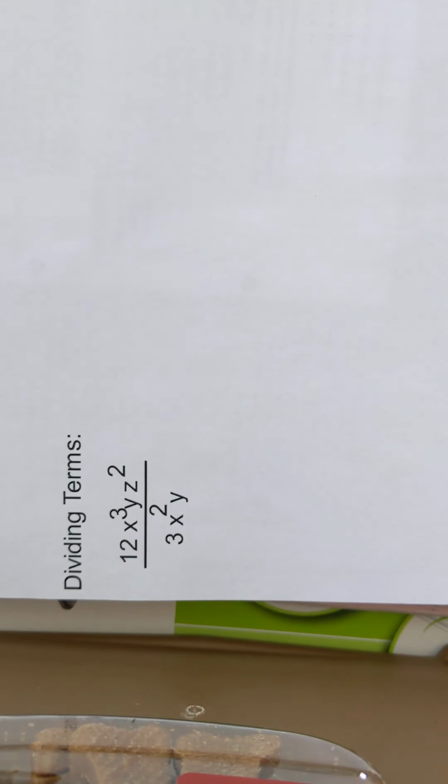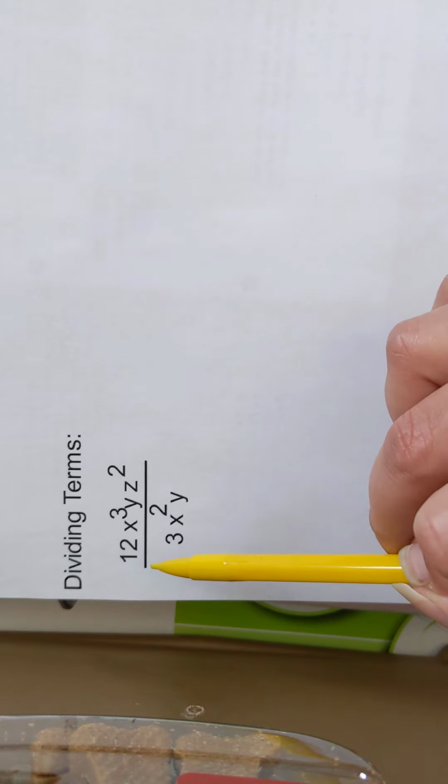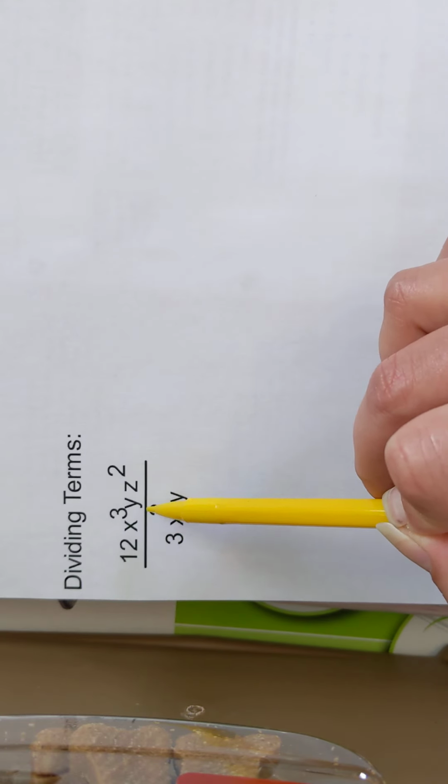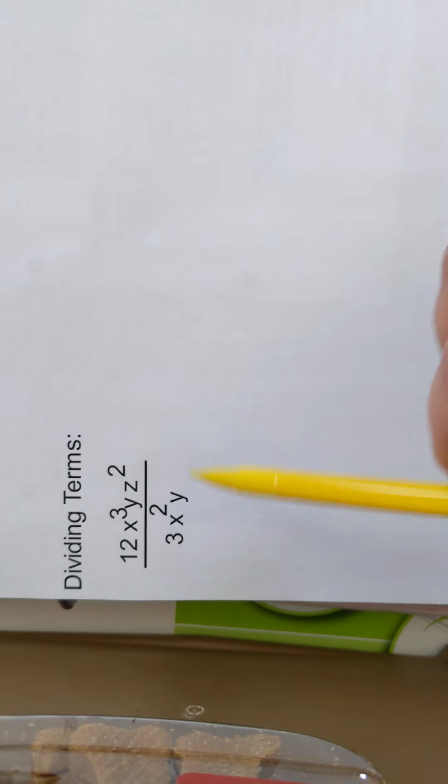All right, the second part of your set, and this is pretty cool, is dividing terms. So it's going to be about simplifying an expression like this. I have 12x cubed y z squared over 3x squared y. So how am I going to get this in its simplest form?